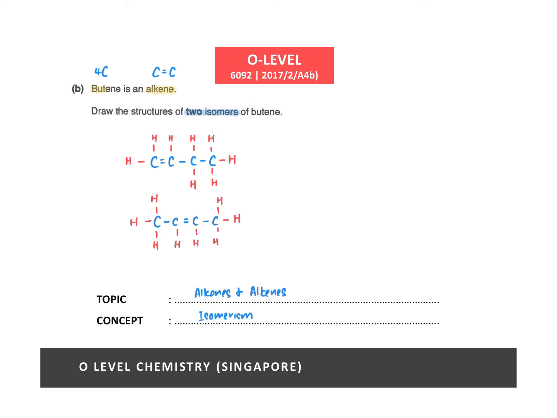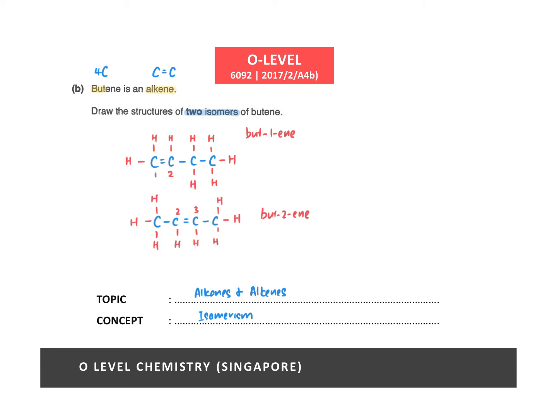Now if ever you are unsure whether whatever you have drawn is indeed an isomer, that means it has a different structure from the original structure, what you can do is name the alkene, and if they have different names, it means that they have different structures. So the name of the top alkene would be but-1-ene, because the carbon-carbon double bond is between carbons 1 and 2, and the bottom structure is called but-2-ene because the carbon-carbon double bond is between carbons 2 and 3.